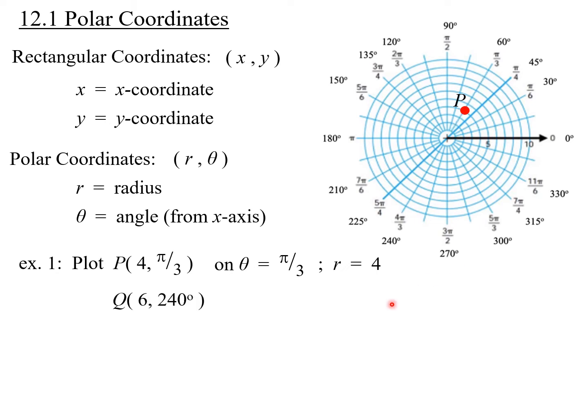Okay, so let's plot this point, Q, which is r equals 6 and theta equals 240 degrees. Now 240 degrees, where is that? That's right here. So it's along this line, in this direction, and it has a radius of 6. So counting from the origin, a radius of 6 will land us right there. And that's the coordinates of point Q. That's where Q is in polar coordinates.